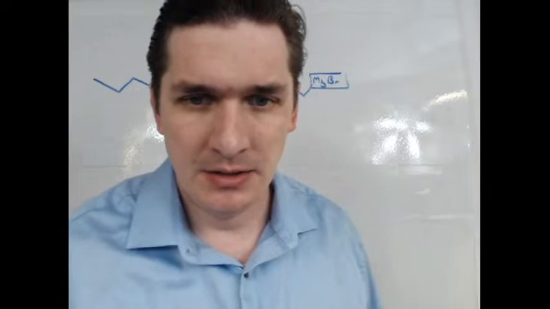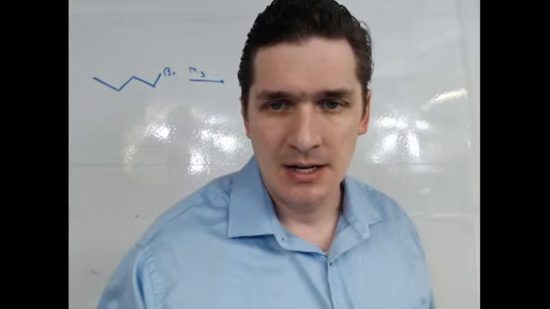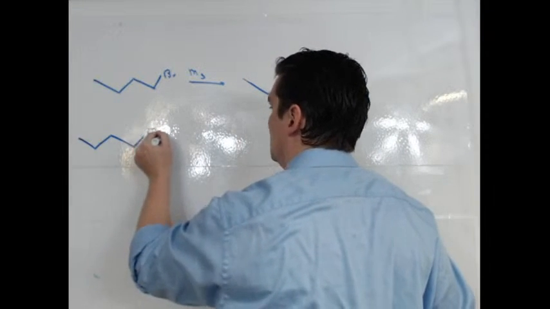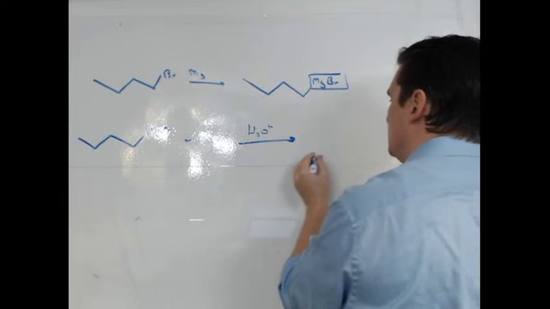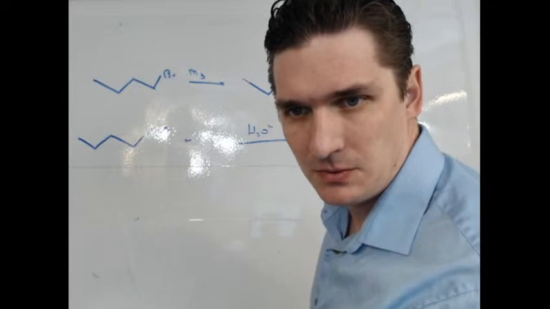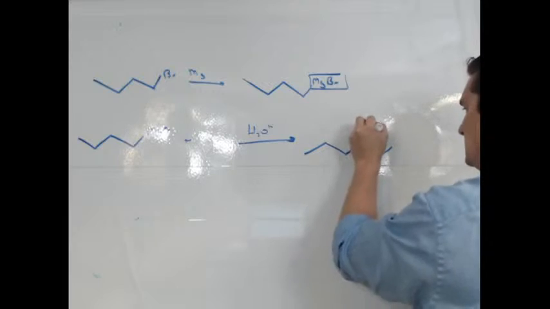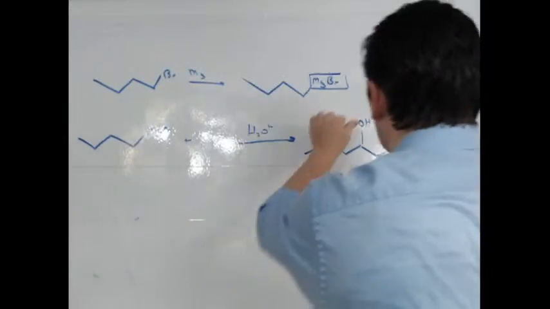All right, next one. We have MgBr, and we want to add something that, if we acidify it, will give us this product here. So let me draw it out. Something acidified gives us, how are you drawing it? 1, 2, 3, 4, 5, 6. Oh, one too many over.